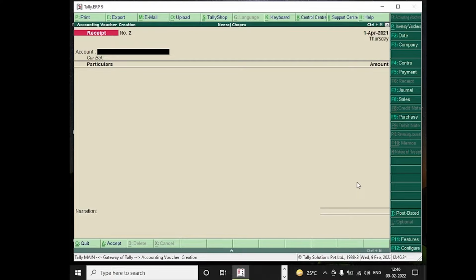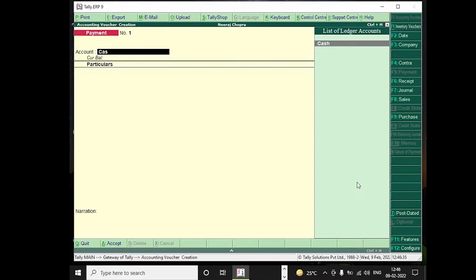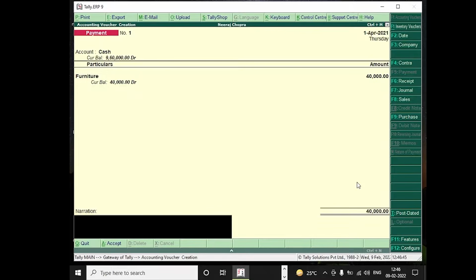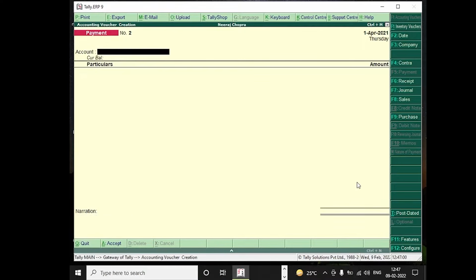And next transaction, furniture purchased. It should be entered in payment voucher because it is an expense for the company. Select cash, furniture, amount 40,000. And here you can also give narration saying that being furniture purchased. Press enter and accept this.